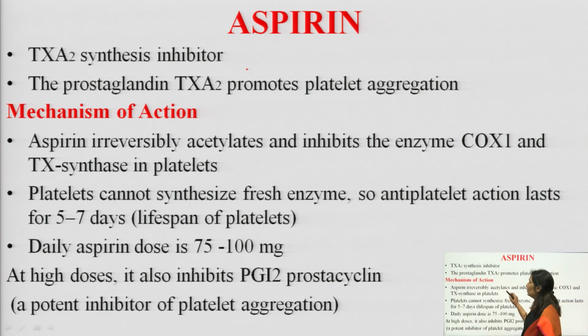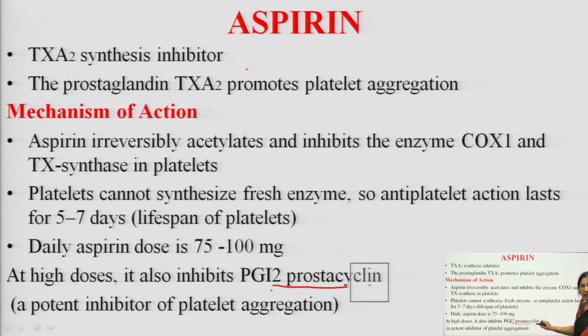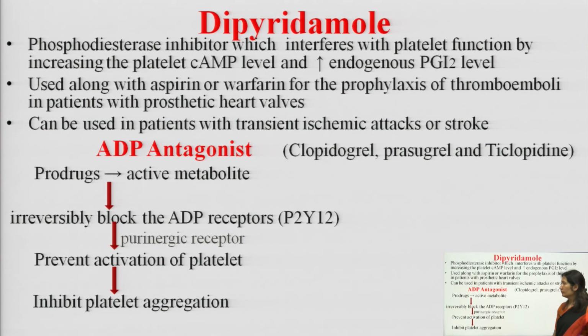We use a low dose of aspirin for its antiplatelet action, because at high dose aspirin also inhibits prostacyclin, and this prostacyclin is an inhibitor of platelet aggregation. So we use a low dose of aspirin for its antiplatelet action. At low dose it irreversibly inhibits COX. Next is dipyridamole, which is a phosphodiesterase inhibitor.